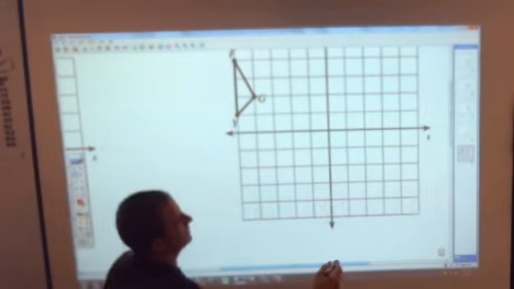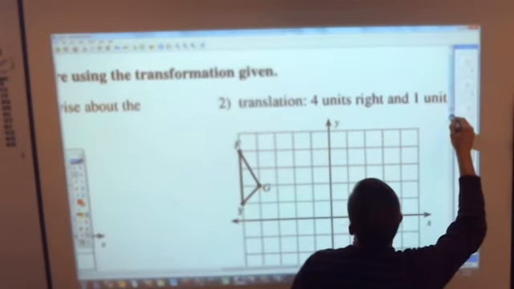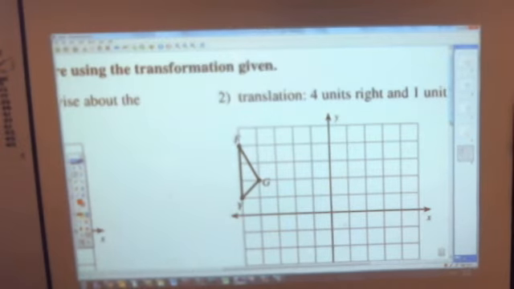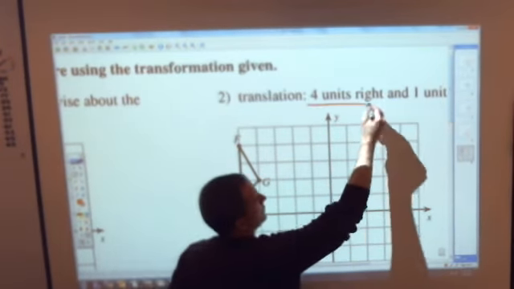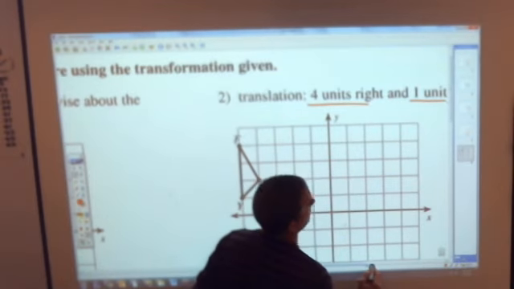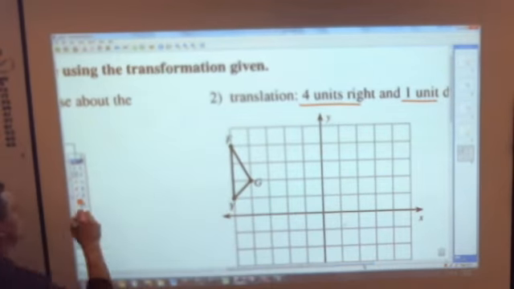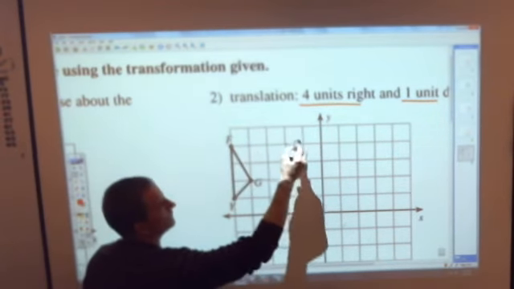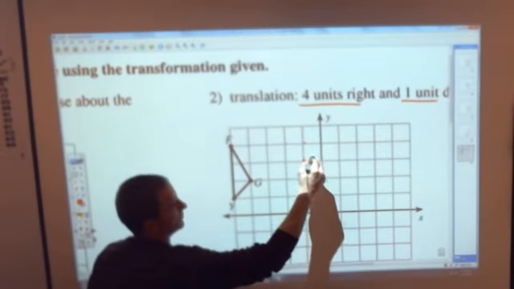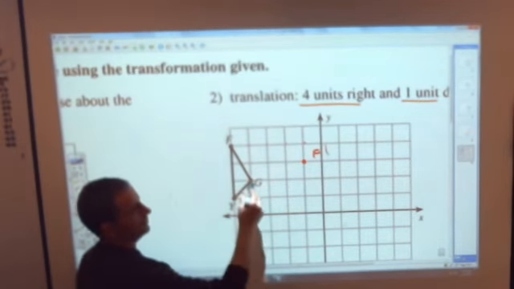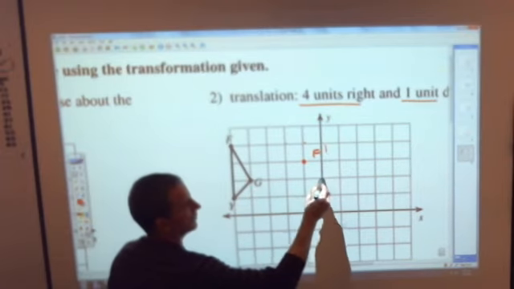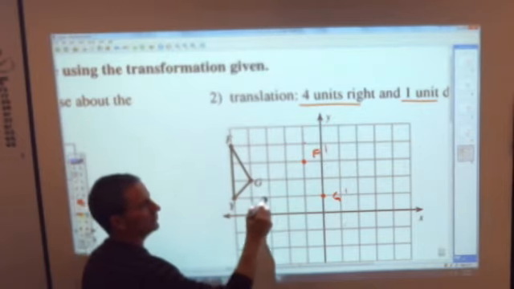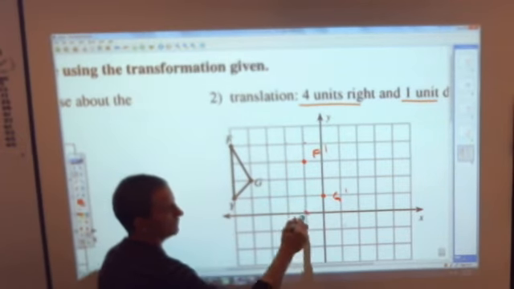Let's try another one. How about this one? What does this one say to do? Oh, translation. Watch how easy this one is. If you're just translating or moving, you just need to go 4 units right and 1 unit down. So to find the new point F, you just go 4 units right, 1, 2, 3, 4, and 1 unit down. So there's your F prime. 4 units right and 1 unit down. There's your G prime.